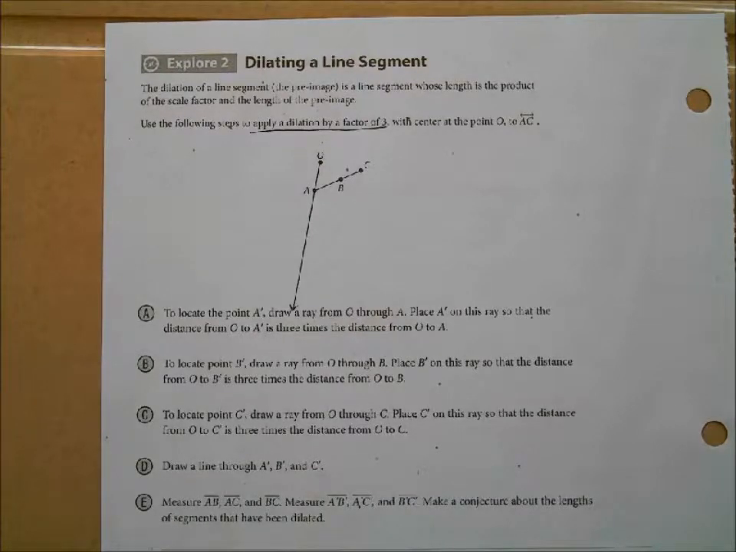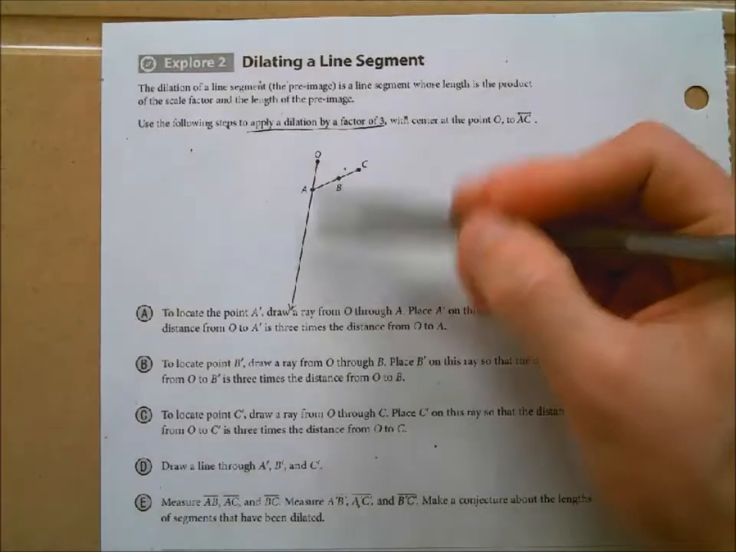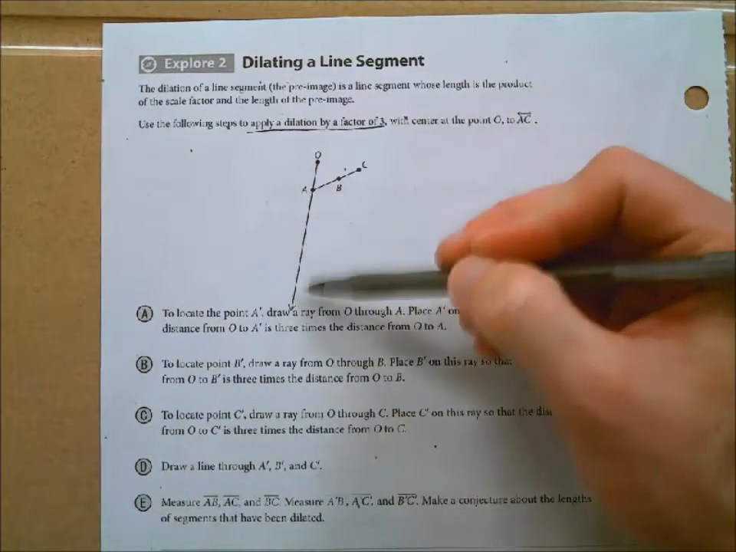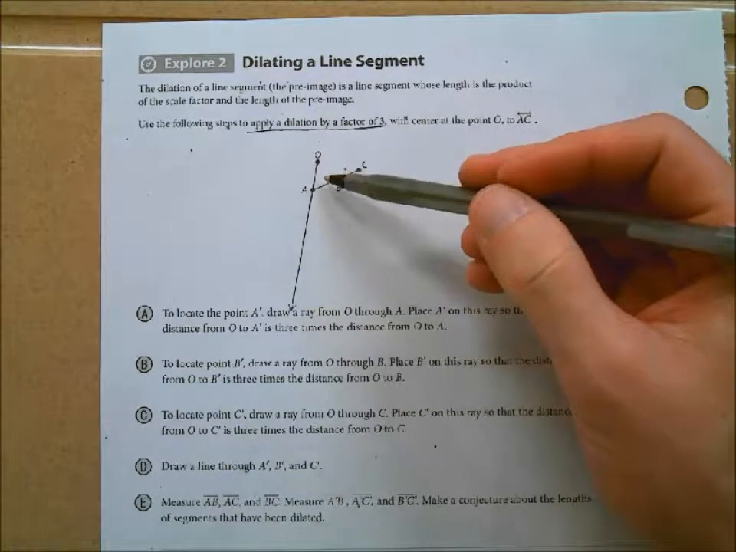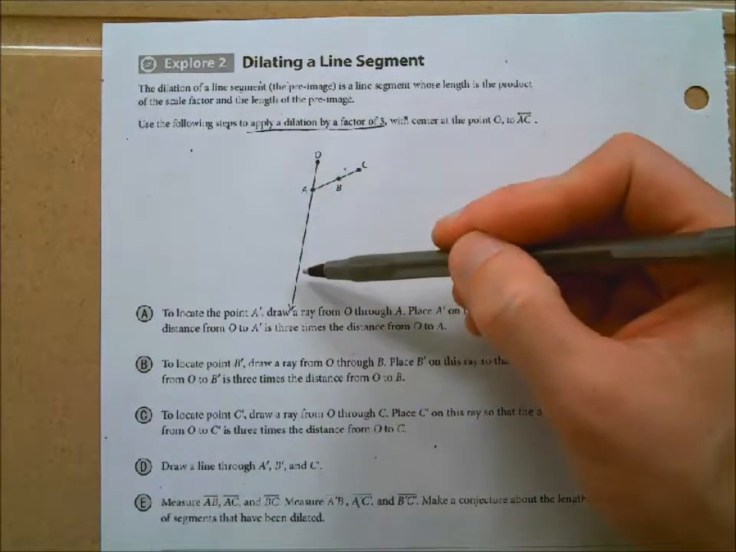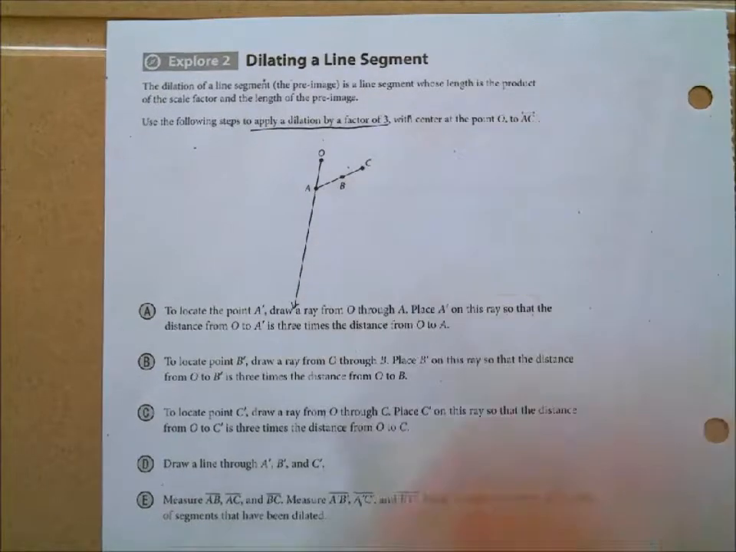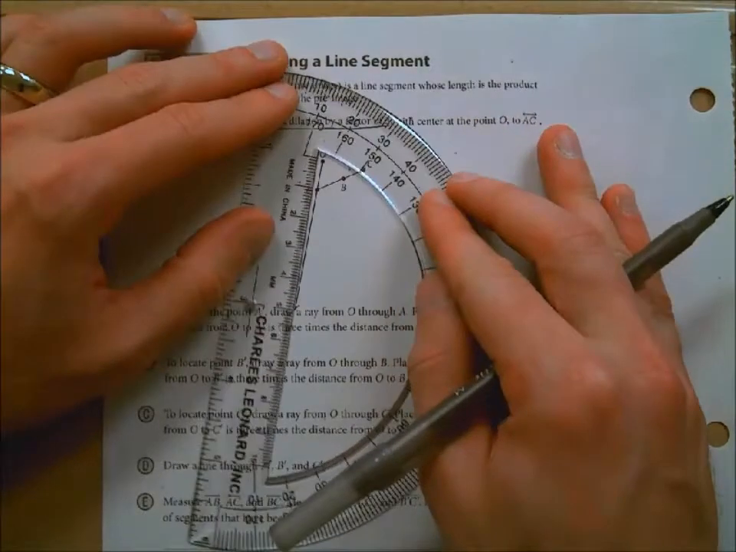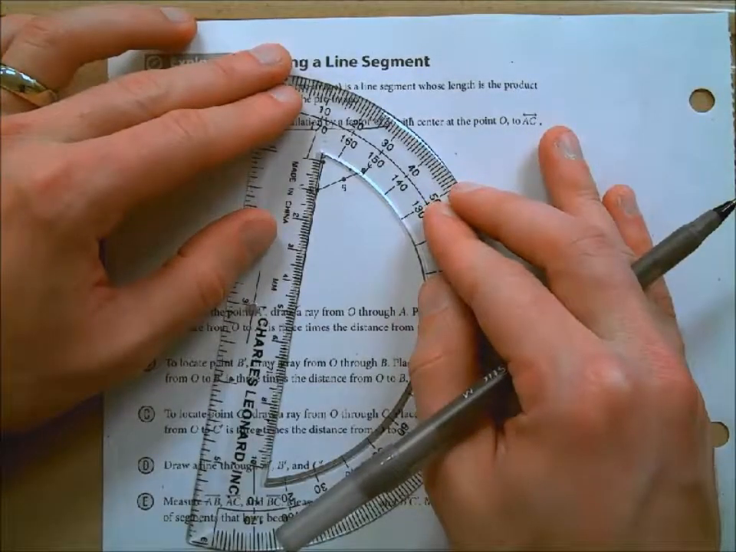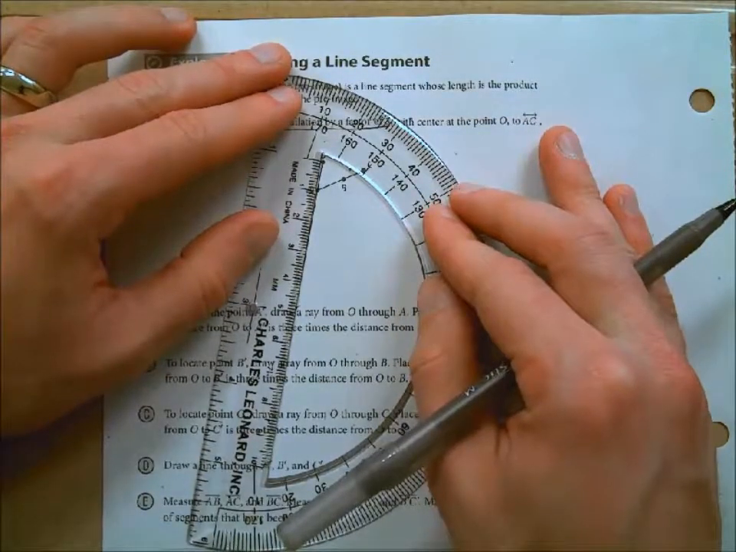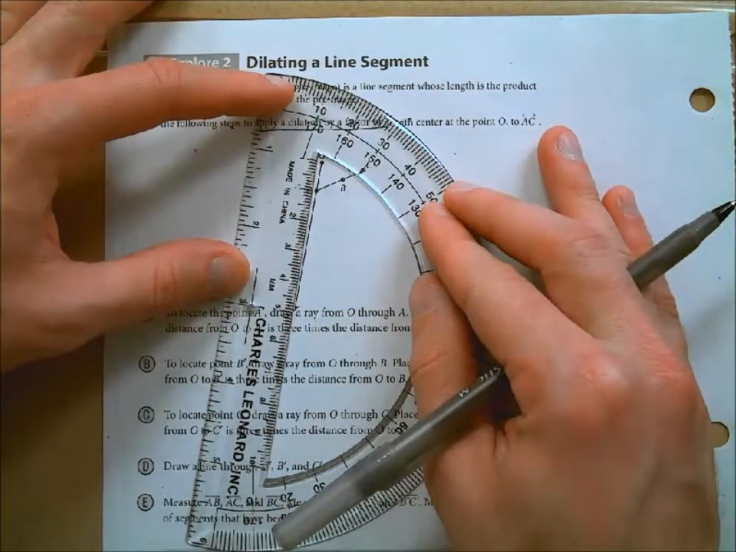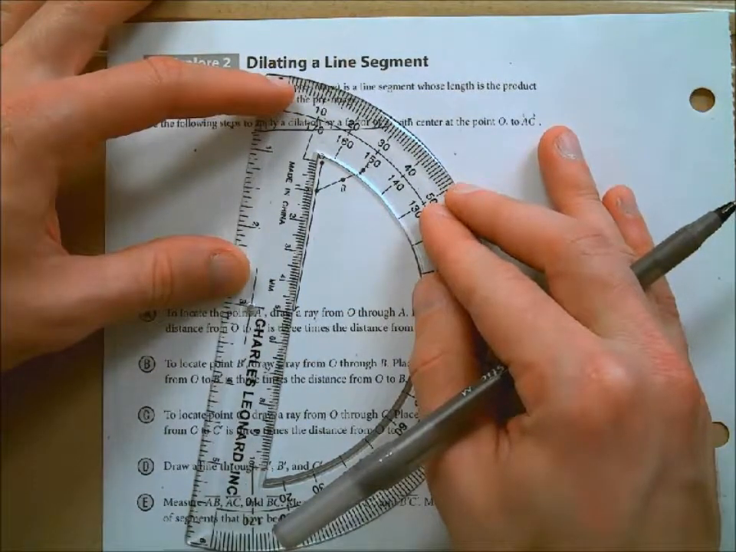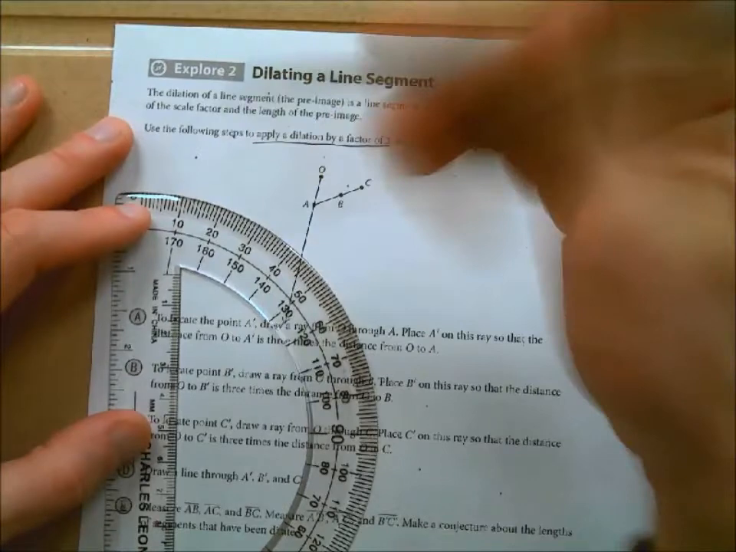And they're going to find A prime on this ray so that the distance from O to A prime is 3 times the distance from O to A. So let's measure the distance from O to A there. I get it to be about 1 centimeter there. You guys okay with saying that's 1 centimeter? Okay, let's call that 1 centimeter. So let's say from right here to here is 1 centimeter.